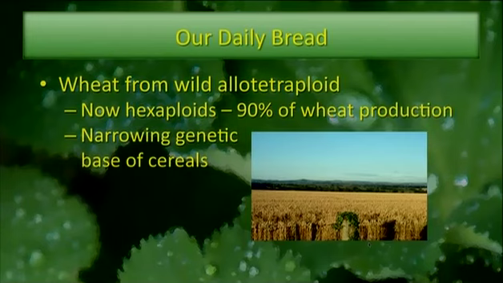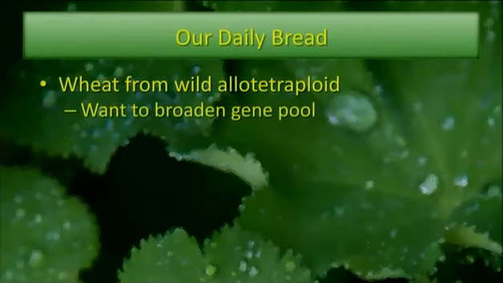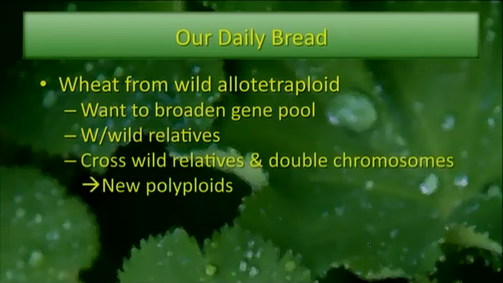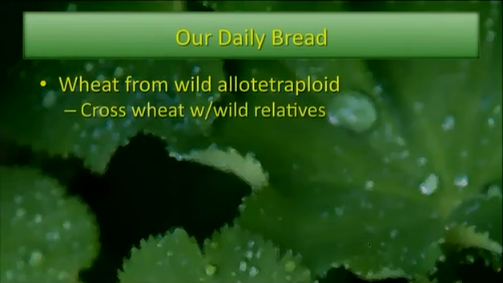And a problem, though, is a narrowing genetic base of cereals. We have only a few cultivars. So what they want to do, of course, is broaden the gene pool. So what they'll do is cross it with its wild relatives. So you can cross wild relatives and then double the chromosomes and make new polyploids, right? You can cross wheat with wild relatives.